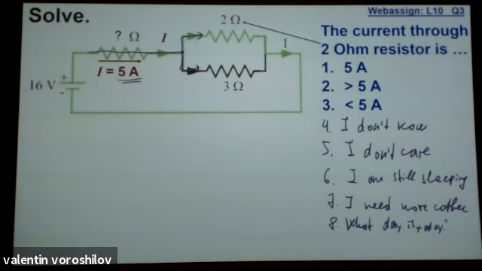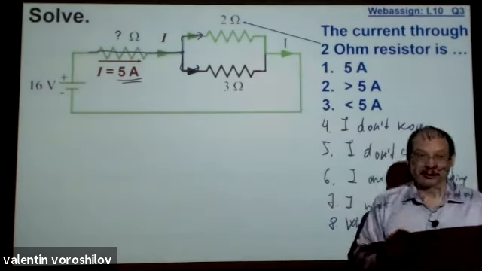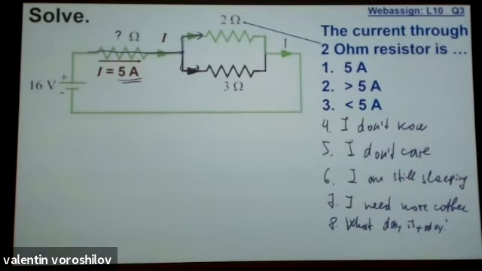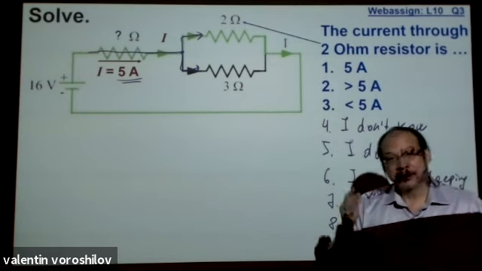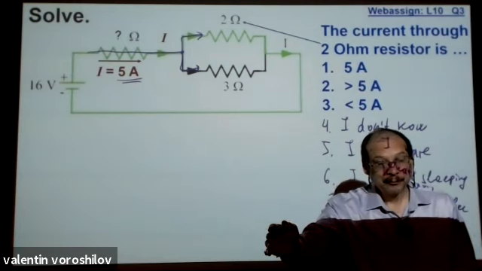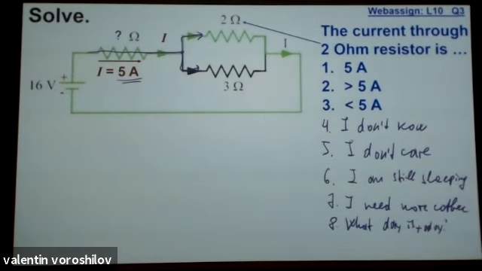Evenly? No. It would have been split evenly if we had the same resistances. But because the resistance is different, which current will be higher, which current will be lower? Well, electrons are smart. They hate each other, but they are smart. So when they see less resistance, they try to go there. So less resistance, more current. More resistance, less current.